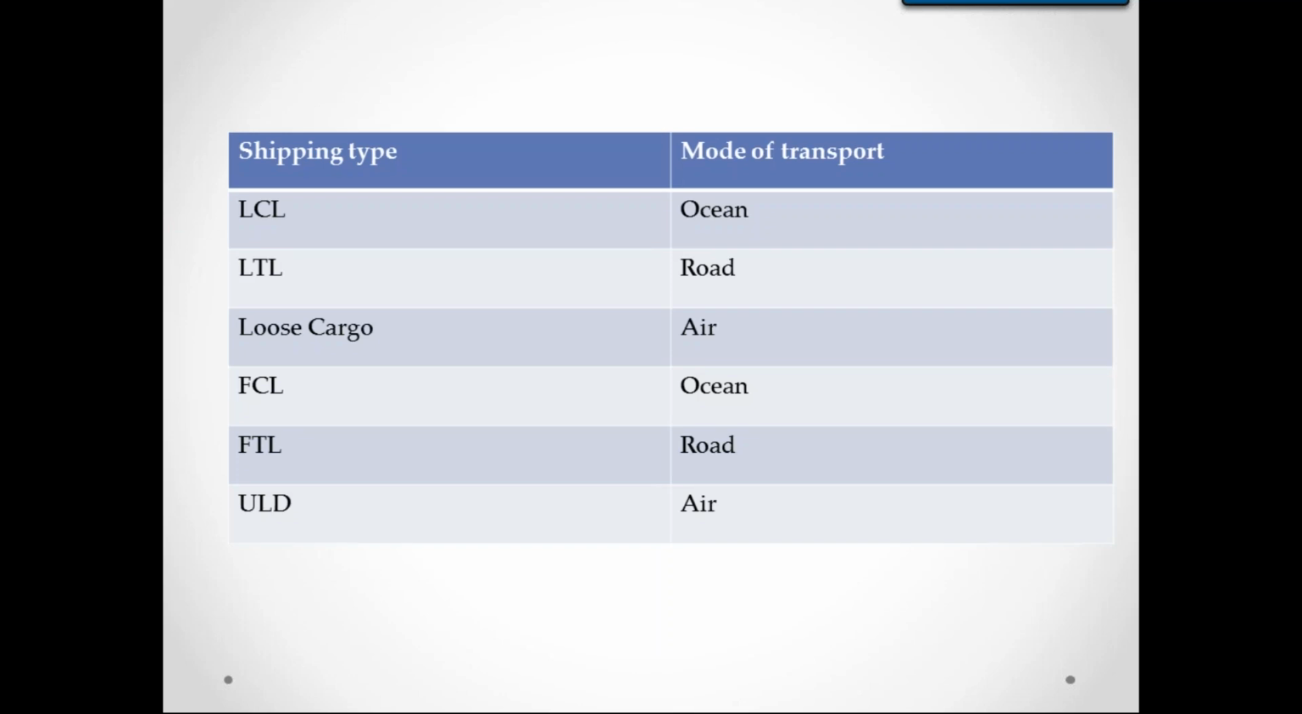Okay, so next is shipping types. As I said, for ocean we have less than container load, full container load, less than truckload, full truckload, and loose cargo. For air, we have ULD, unit load devices.